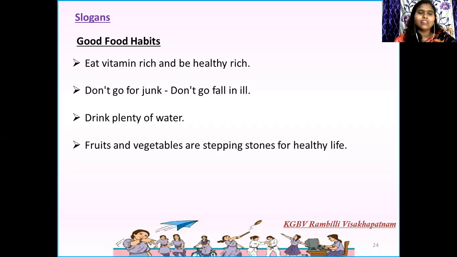For example, here I am mentioning just 4. Eat vitamin rich and be healthy rich. Next, don't go for junk and don't fall ill. And next one is drink plenty of water, and fruits and vegetables are stepping stones for healthy life. And you can also create very good slogans for these good food habits. Okay, try to create slogans.